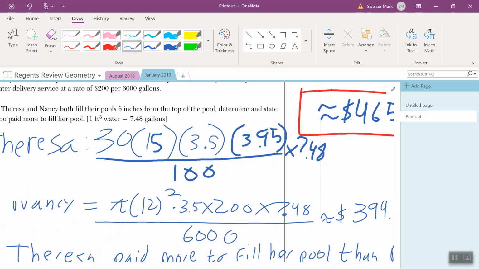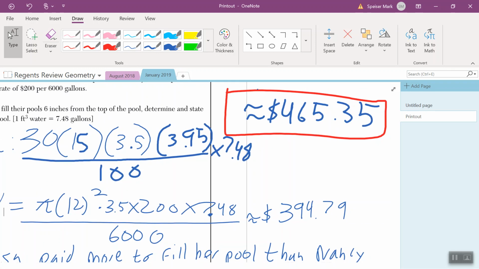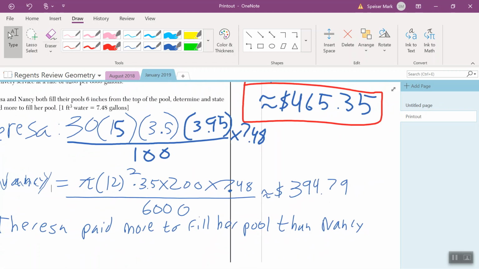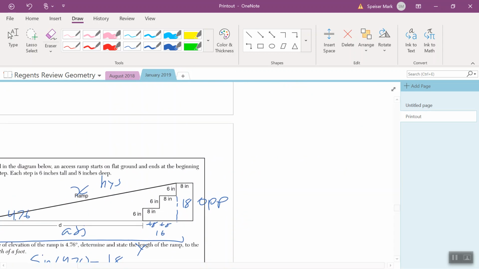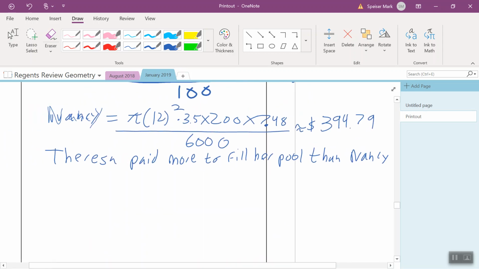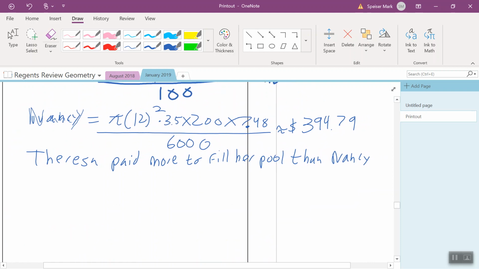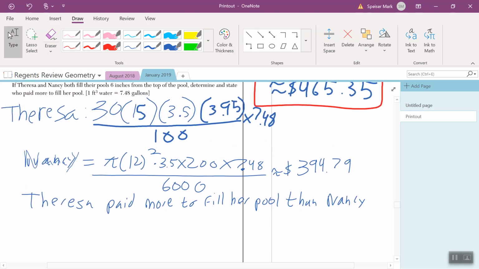Now on to Nancy. Same thing. It's a circular pool, so it's pi times the radius squared, which is 12 squared, times 3.5, times $200, times 7.48 to convert to gallons, divided by 600 gallons. It's a total of $394.79. I'm circling Teresa because Teresa clearly paid more than Nancy. Teresa paid more to fill her pool than Nancy. And that's it for question 33.